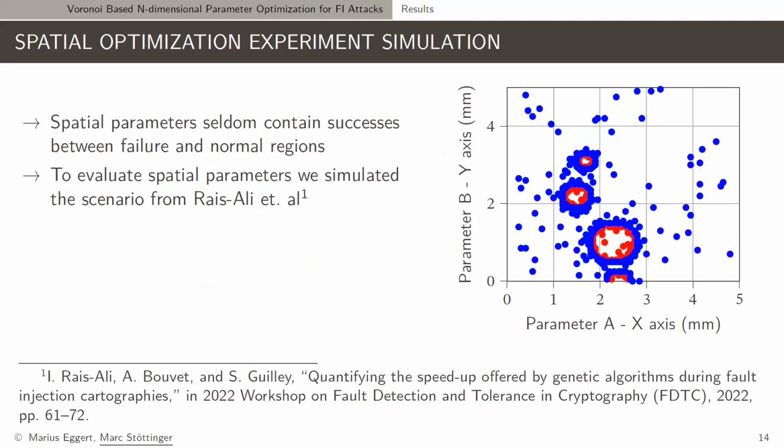The next step was we were thinking about, okay, can we also use it for spatial optimization? You use it, for instance, for EM fault injection, where you want to find out which region is of interest. There we used this experiment from Reis Ali et al., where they identified useful positions for EM fault injection with a 5-dimensional model. We ran the data through the algorithm, and actually the algorithm also identified the same spots.